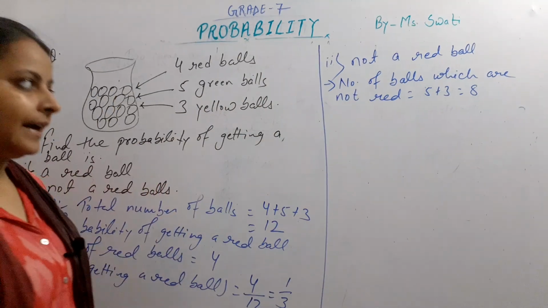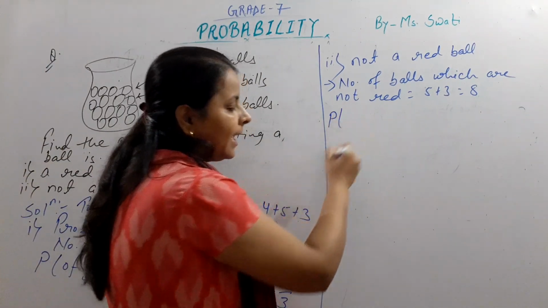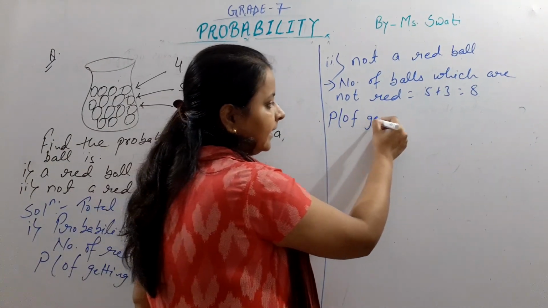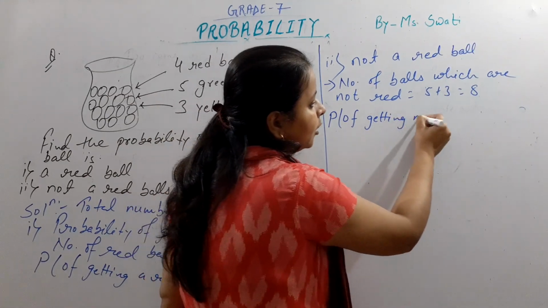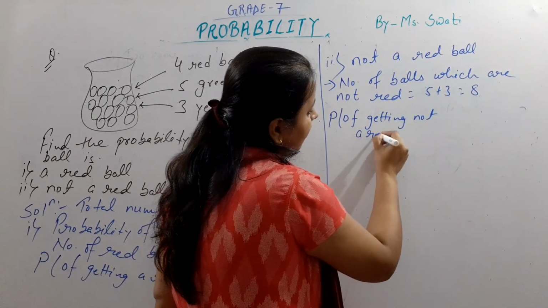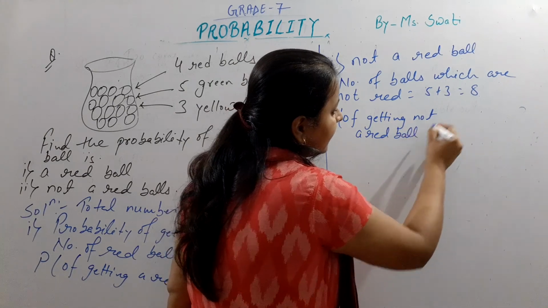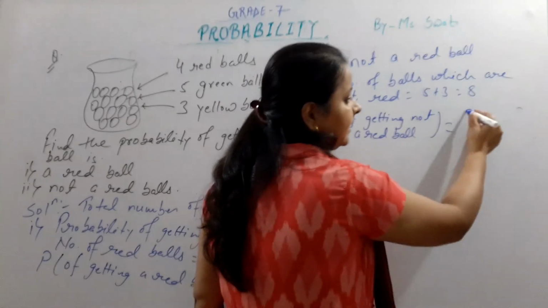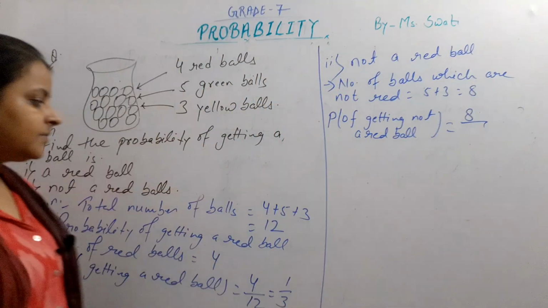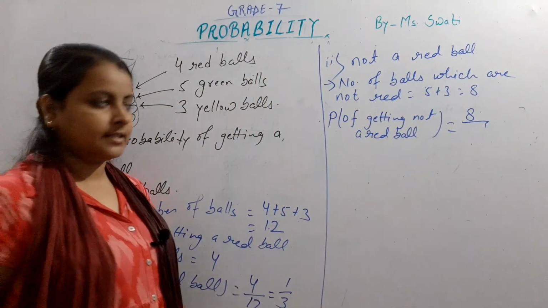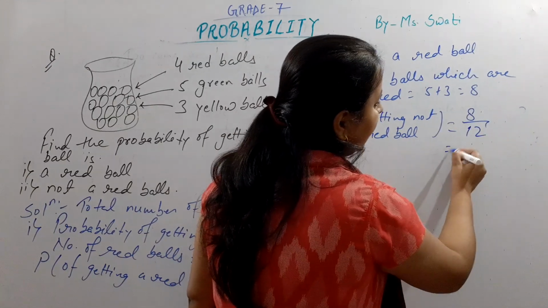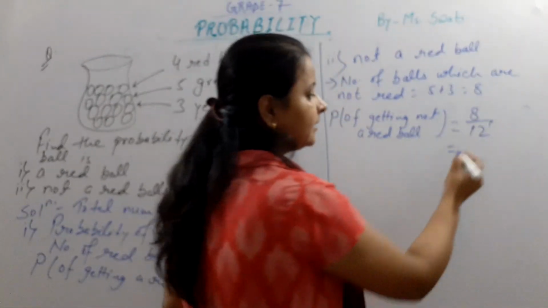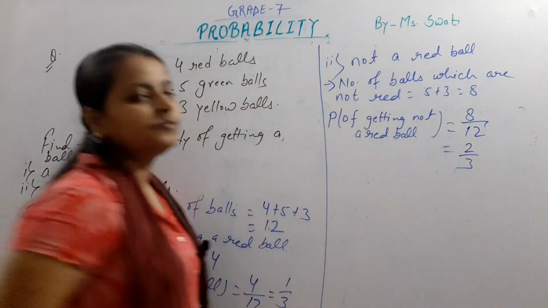Now what we have to find out? We have to find out probability of getting not a red ball. Okay? So number of favorable outcomes becomes 8 by total number of outcomes, that is total number of balls, 12. 8 by 12, we get 2 by 3.